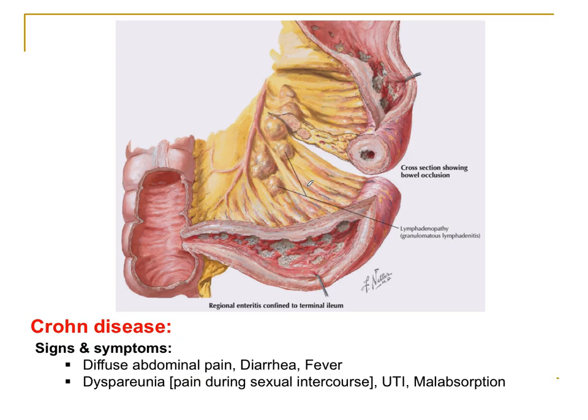Signs and symptoms of Crohn disease: you can see diffuse abdominal pain, diarrhea, fever, and pain during sexual intercourse. Even urinary tract infection and malabsorption might occur in Crohn disease.